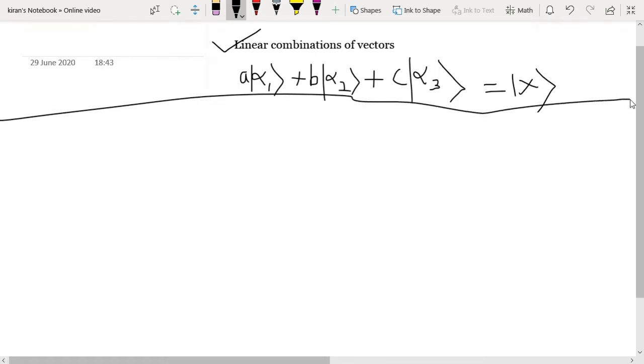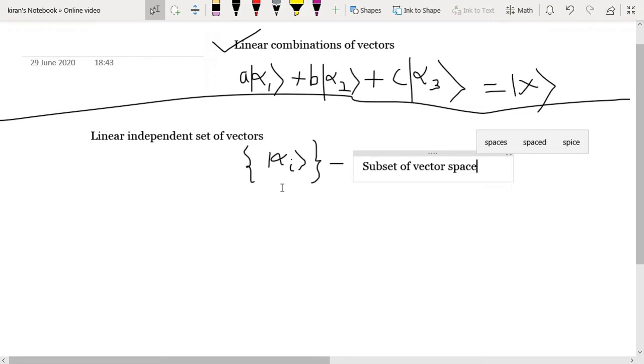Based on this linear combination, now we are going to discuss what is known as a linearly independent set of vectors. So if I take a set of vectors, let's say alpha 1, alpha 2, alpha 3. So I'm going to take a set of vectors, let's say alpha i's, from our vector space. It is a subset of the vector space.